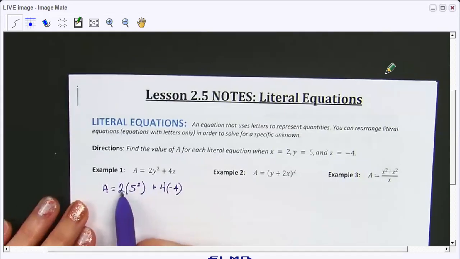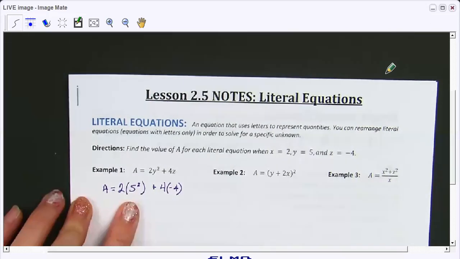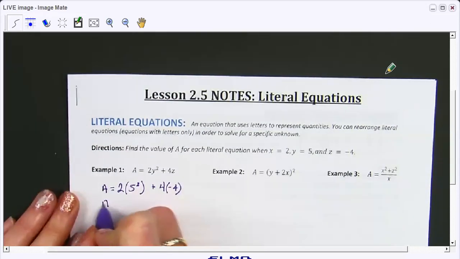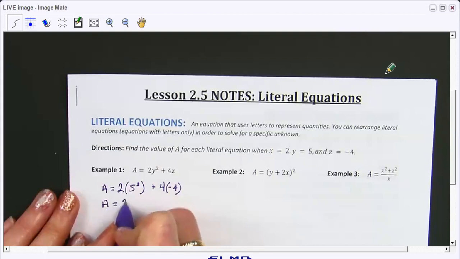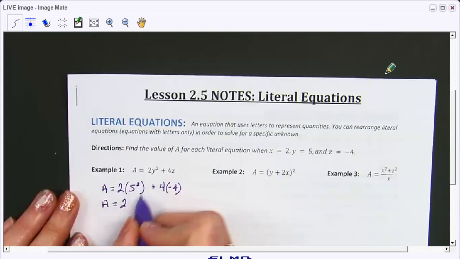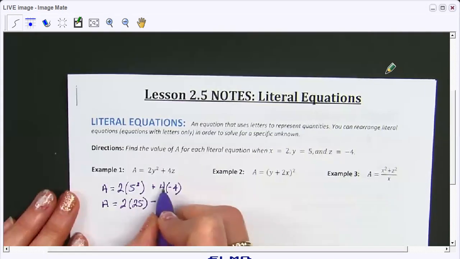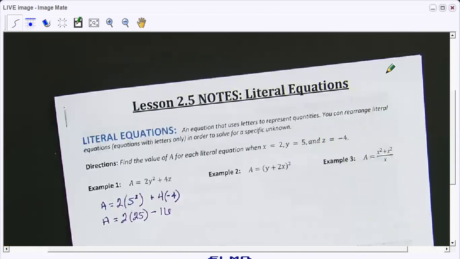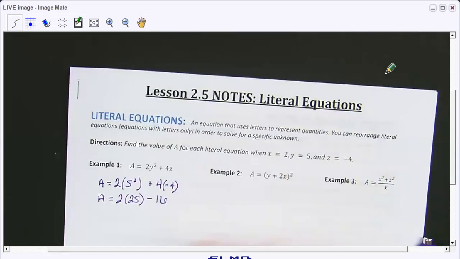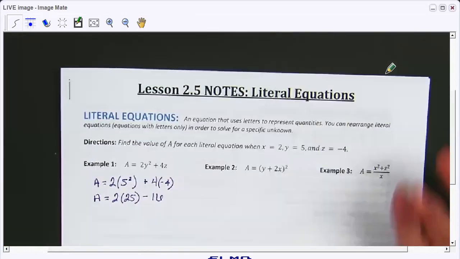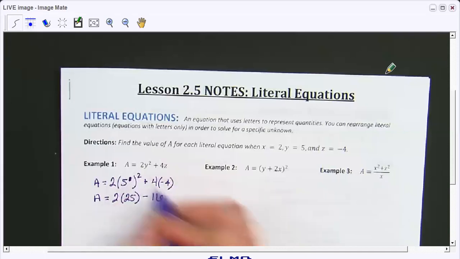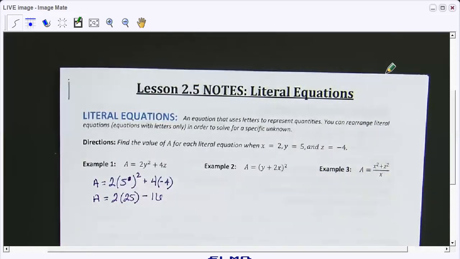So we're going to move to exponents. So A equals 2 times 5 squared, which is 25, minus 4 times 4, or 4 times -4 is -16. And actually, you know what? It should probably be on the outside. And when we get to negative numbers, I'll explain that later.